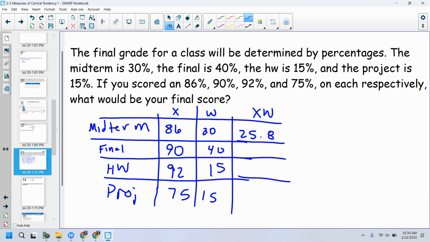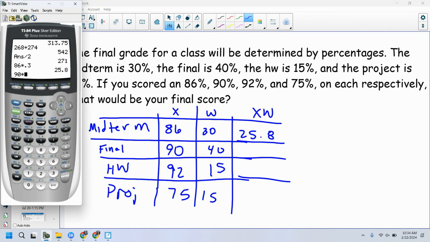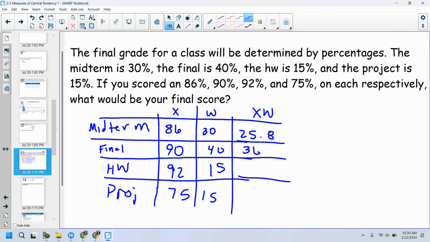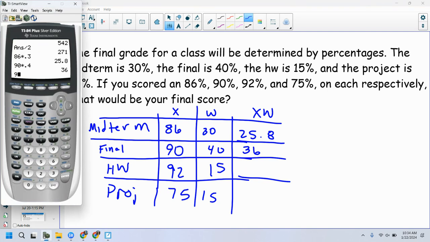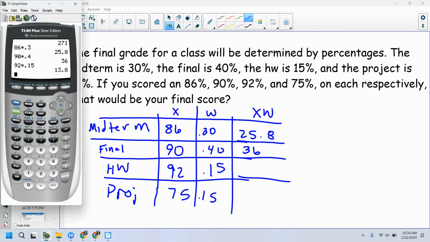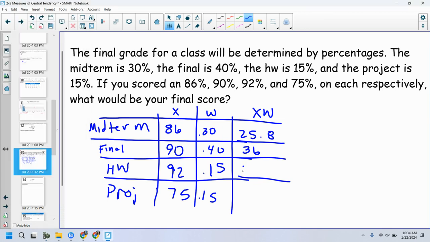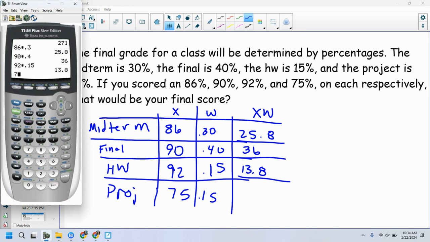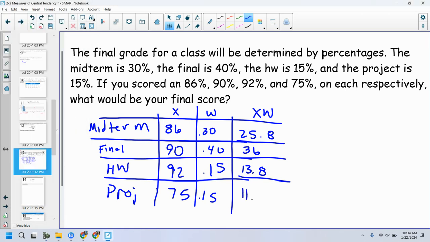So it's giving me 25.8 points toward my overall grade. I have a 90 times 0.4, which is 36 points toward my overall grade. 92 times 0.15. I'm going to put those points in there to emphasize it. So 13.8. And then we have 75 times 0.15, which gets me 11.25.